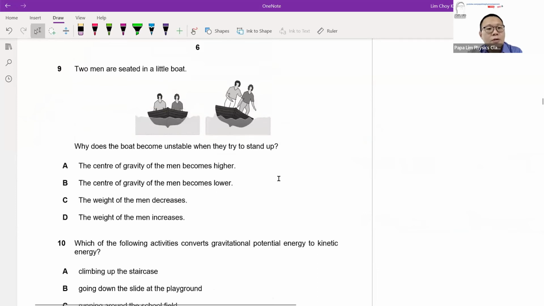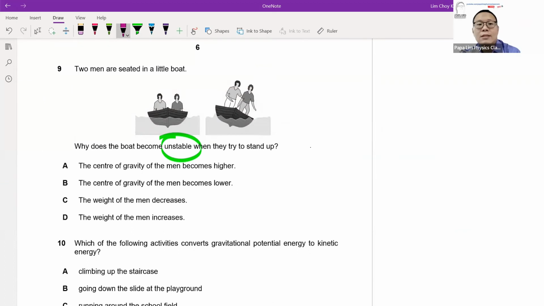Now, question 9 is on buoyancy, on moments, or stability. Why does the boat become unstable when the man is trying to stand up? When you look at stability in general, we have two factors that affect it: the position of the CG and the base area.